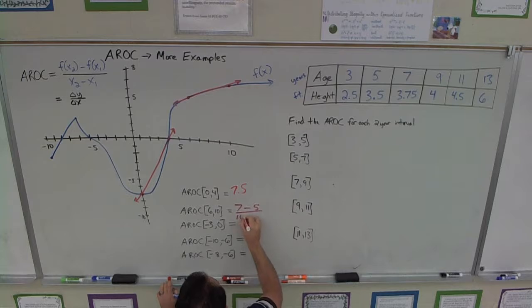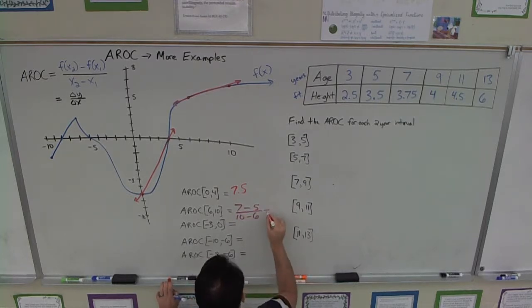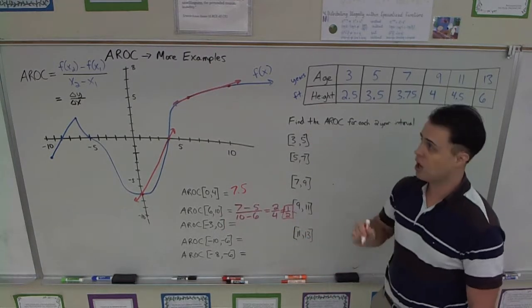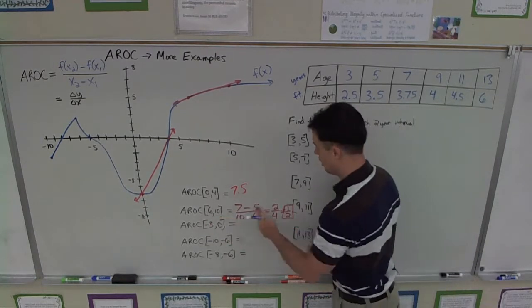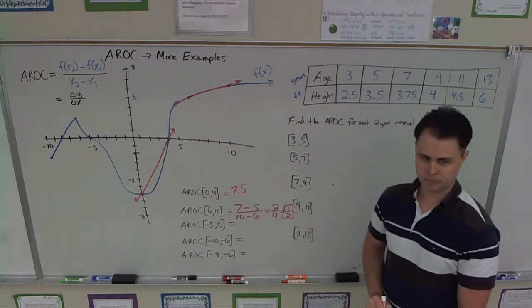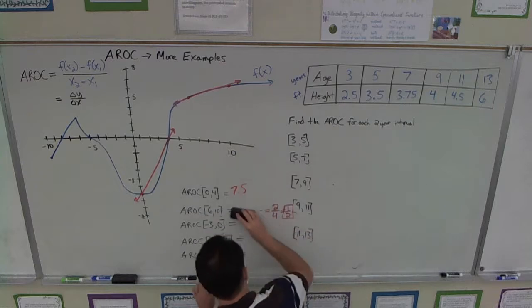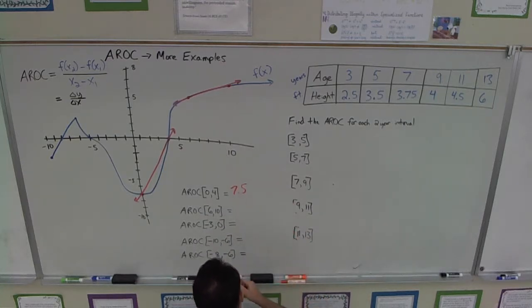And then we put the x's are 10 and 6, right? So 7 minus 5 is 2, 10 minus 6 is 4. The average rate of change from 6 to 10 is 1/2. The slope on that curve from 6 to 10 is 1/2. That's the idea. Okay, so that was less than 1, just like we expected. So I'm going to say 0.5 for 1/2.